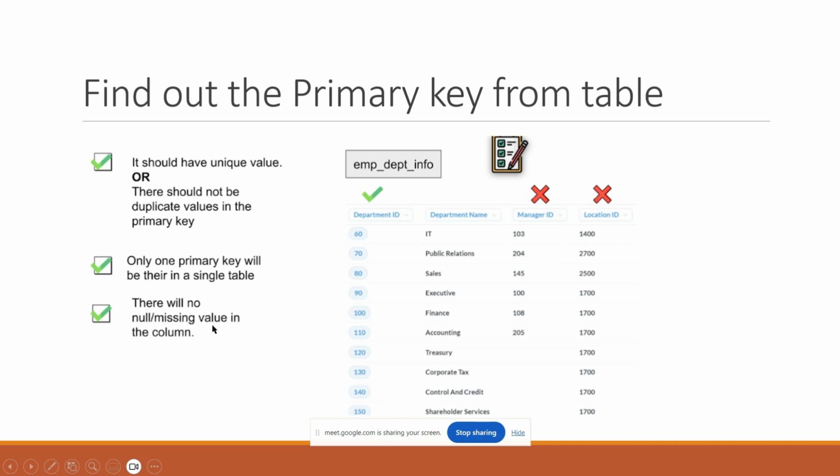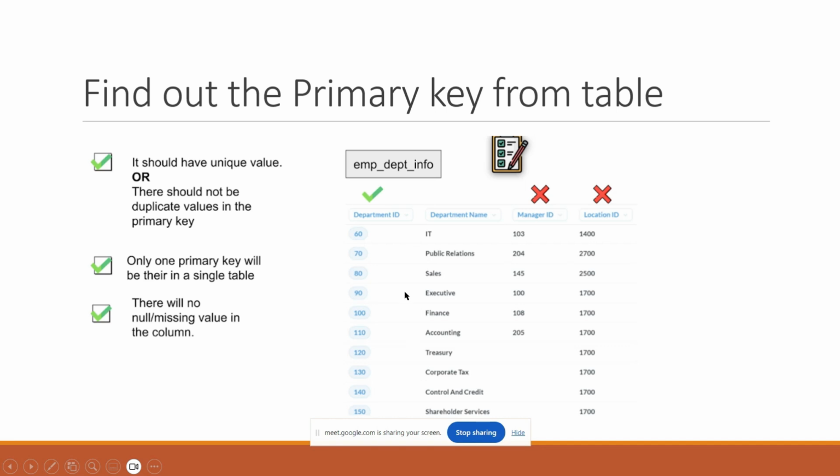There will be no missing values in a column. So the second rule is that the primary key column should not contain a missing value. Here in this manager ID column, you can see that there is no duplication, but there are missing values here, right? So this column also cannot be considered as a primary key. So the rule of thumb for identifying the primary key is: first, there should not be duplicate values, it should be unique values. Second, there should not be null values, and third, per table you should have one primary key.